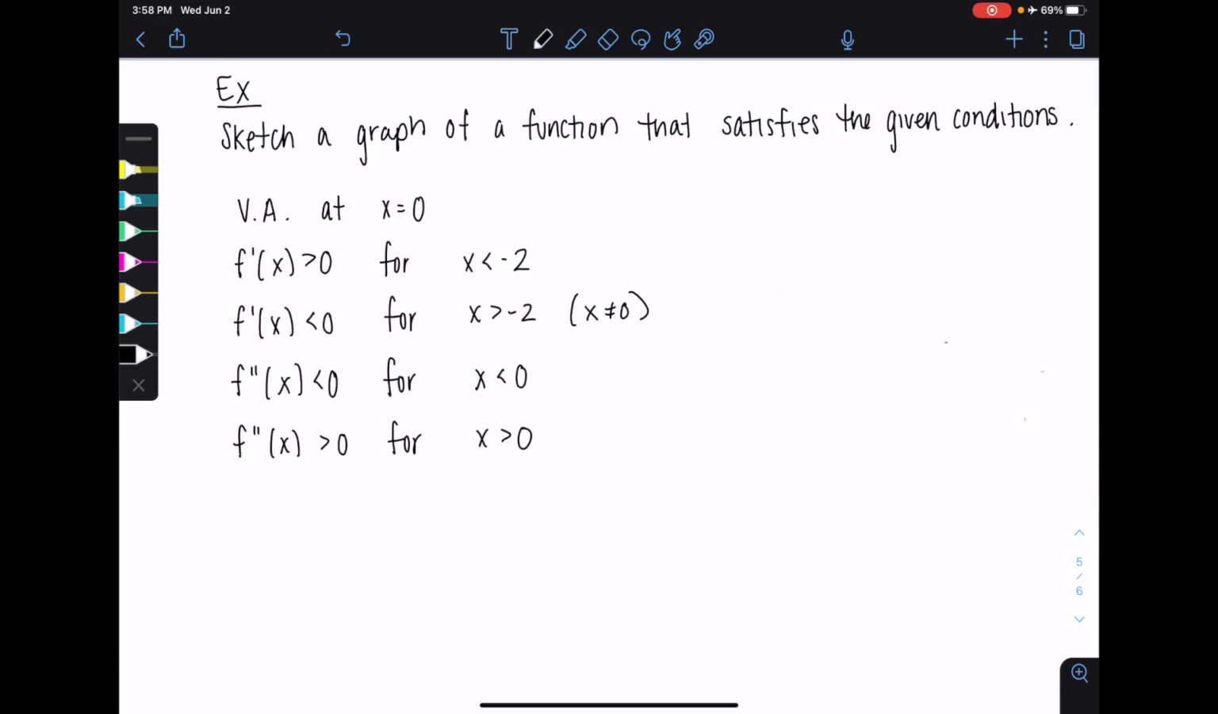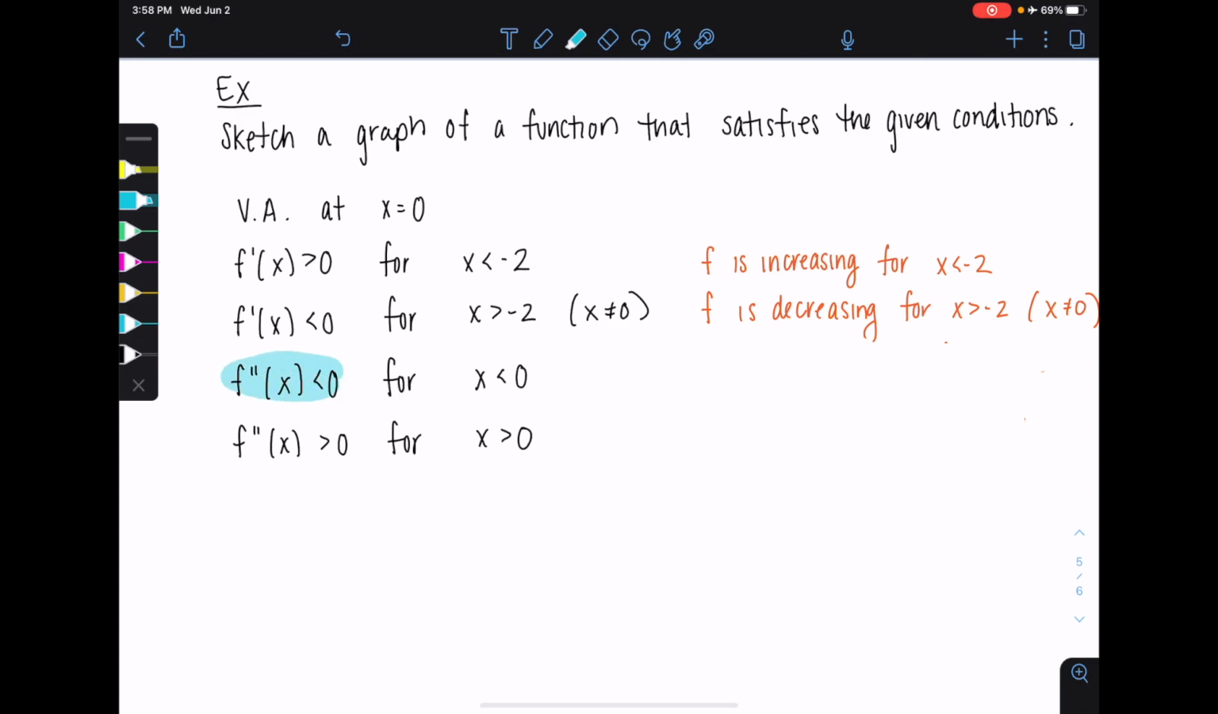Okay. All right, so we've got one more example. We want to go ahead and sketch a graph that satisfies the following conditions. So we're told there's a vertical asymptote at x equals 0. Then the first derivative is positive for x less than -2. So what that means is our function is increasing for x less than -2. If the first derivative is negative on this interval, that means it's decreasing. Again, that's not going to include x equals 0 because that's where we have a vertical asymptote. So it's decreasing to the right of -2.